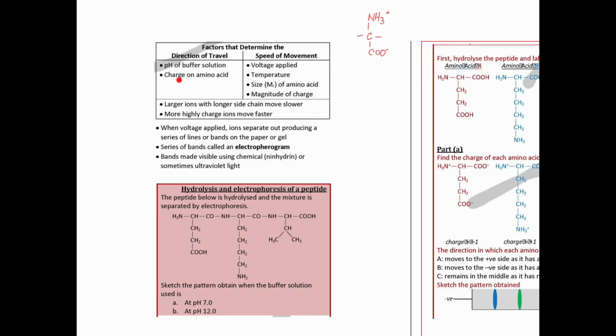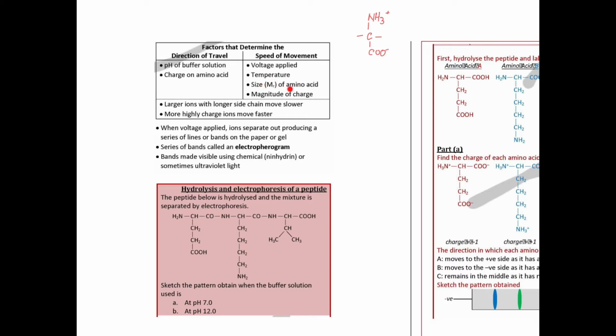Okay, next one. Charge on amino acid affects the direction of travel. This is true. If the charge is positive, then they will move to the negative terminal. If the charge is negative, then it moves to the positive terminal. Speed of movement depends on the voltage applied. The higher the voltage, the faster the amino acid moves. The higher the temperature, the faster the amino acid moves.